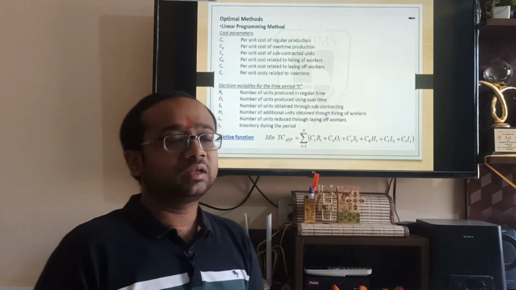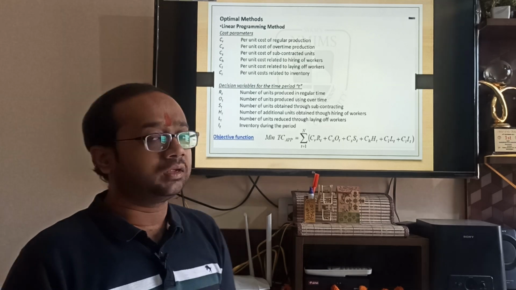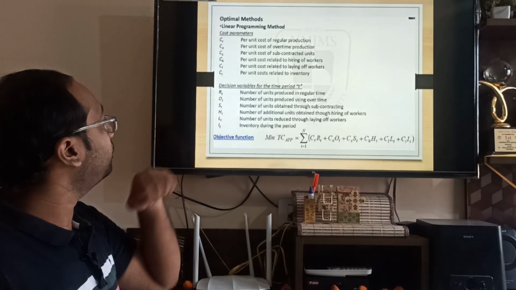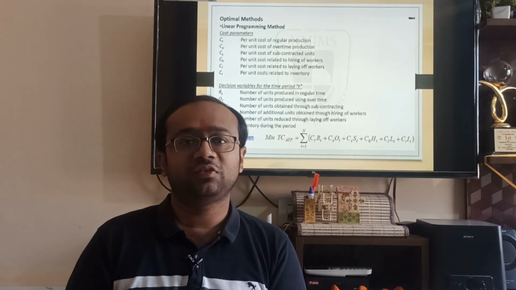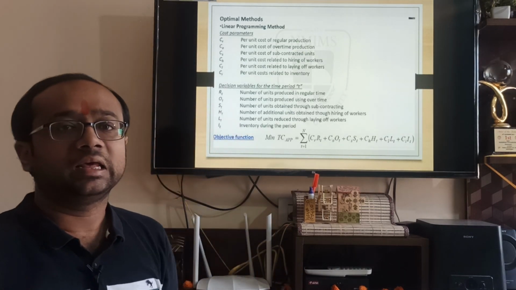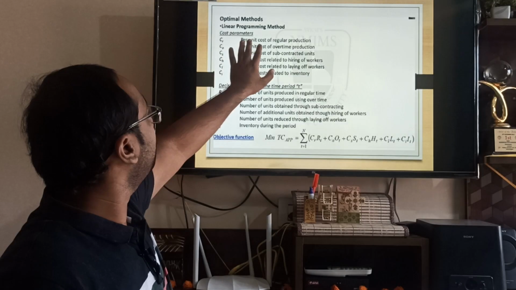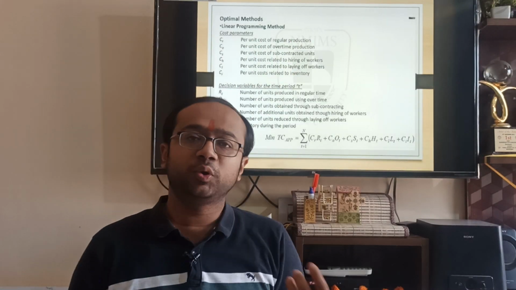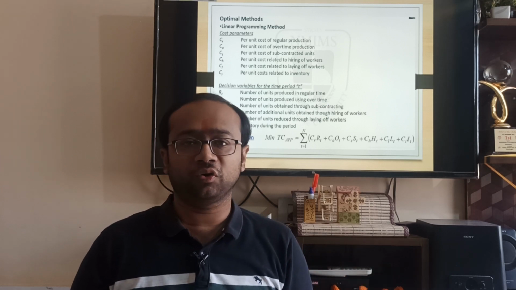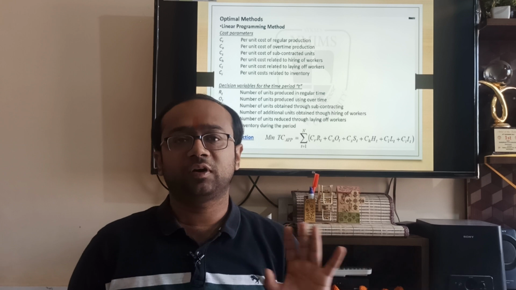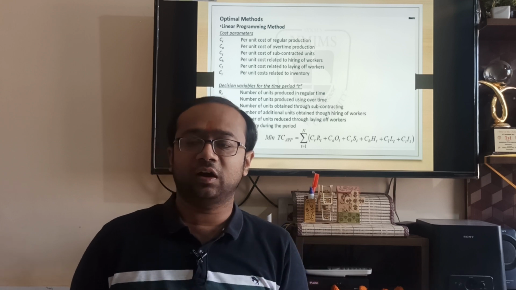Next comes the second method, which is known as linear programming method. So in linear programming method, what do? There are various cost parameters and then there are various decision variables. So you evaluate that. There are 6 types of cost, my dear friends, which can be there. First cost is cost related to regular production. So if you are producing something, per unit cost. So in simple language, you can say it normal cost of running the operations, that is denoted by CR.